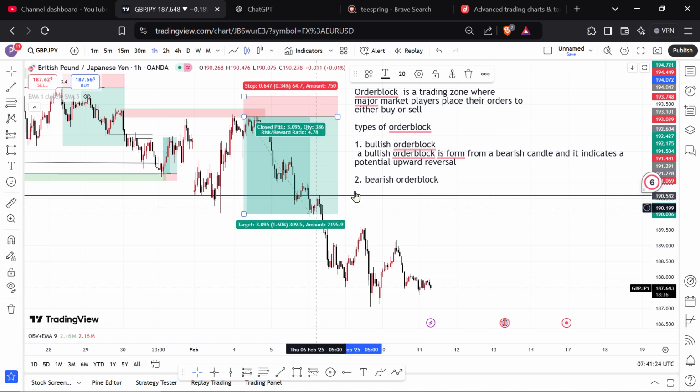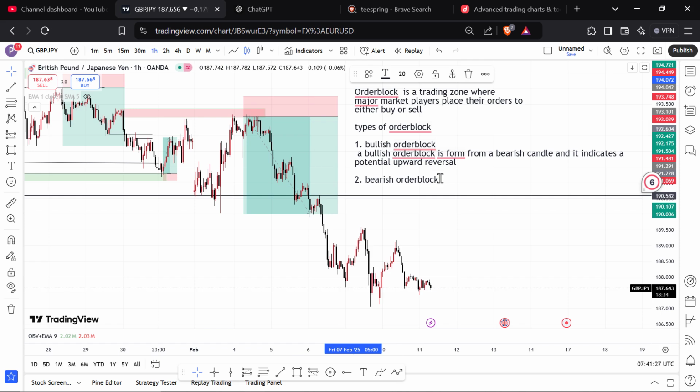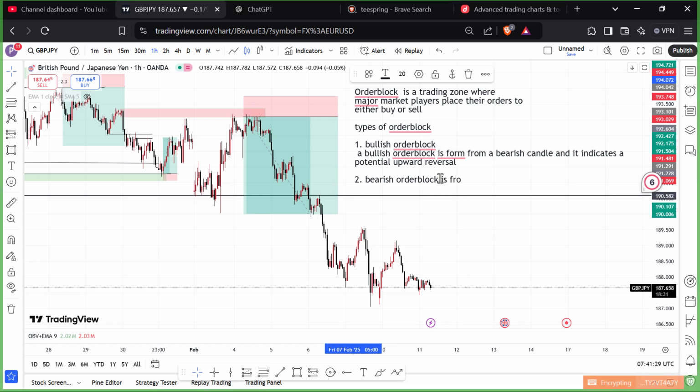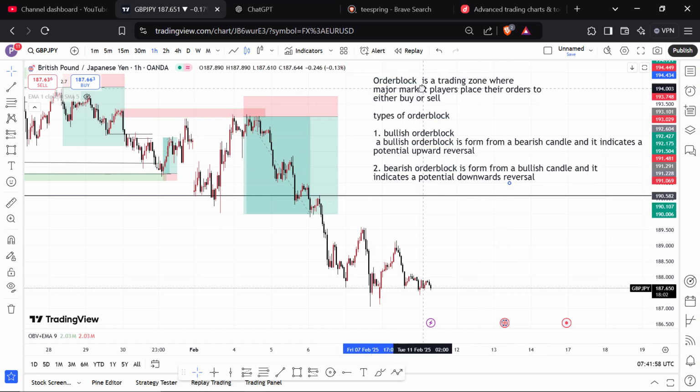So now a bearish order block is formed from a bullish candle, and it indicates a potential downward reversal. Now, this is an order block.